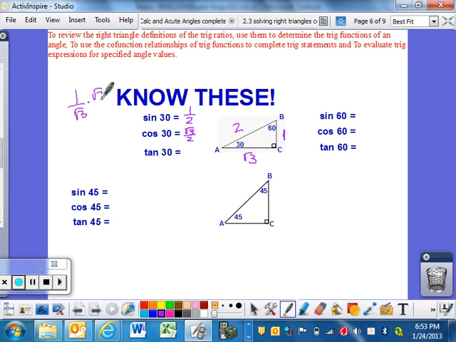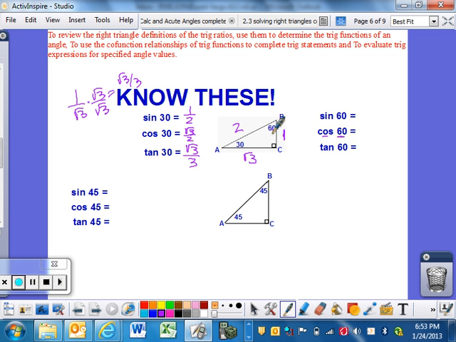But then I got to do the root 3 over root 3 thing. So it ends up being root 3 over 3. Okay? So I know that that's kind of the case. But now what should happen? If sine of 30 is 1/2, using the cofunction idea, that should be the same as cosine of 60.